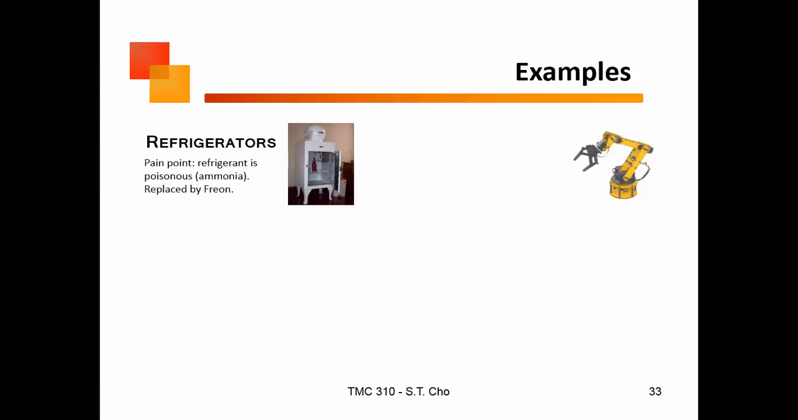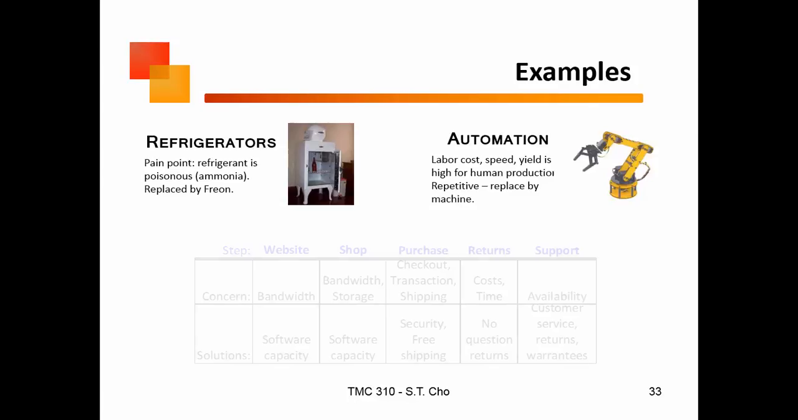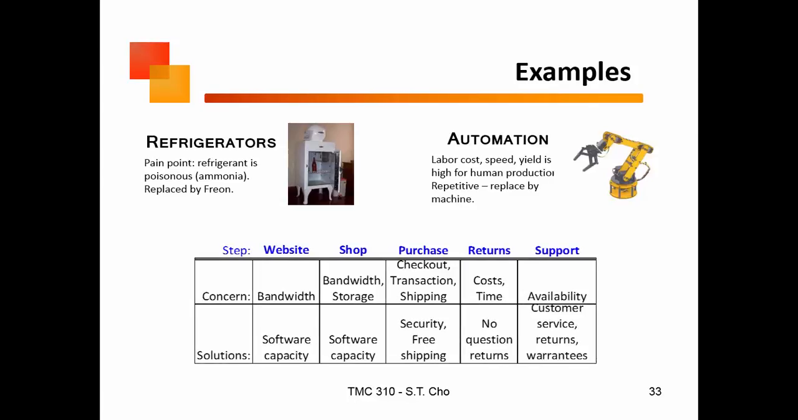Every product, you could figure out where the pain points are. A refrigerator, the problem with the early refrigerators is they leaked ammonia. And so somebody developed Freon to replace it. Automation makes sense if you have repetitive tasks. If you have repetitive tasks, a machine is always going to make fewer mistakes than is a human.